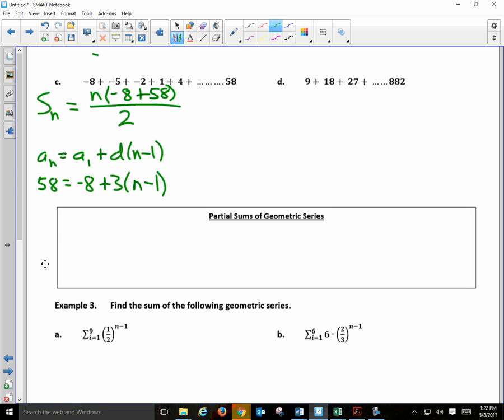Well, we know how to come up with a rule for an arithmetic sequence. It's right there. That's all we do. Can we solve for n now? Yeah, I get 66 is equal to 3 times n minus 1. Divide off the 3, I get 22 is n minus 1. And so 23 is n.